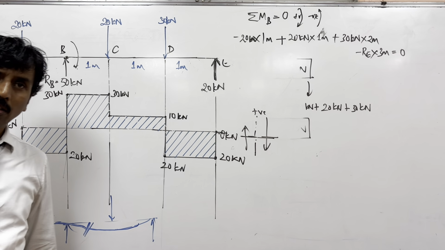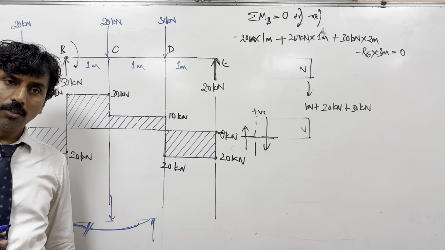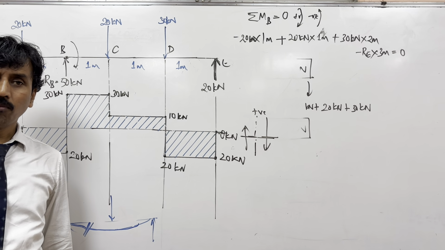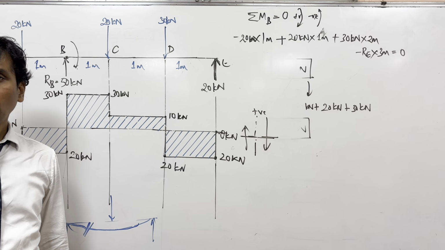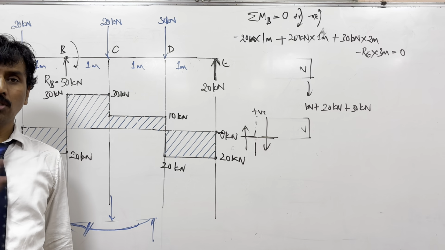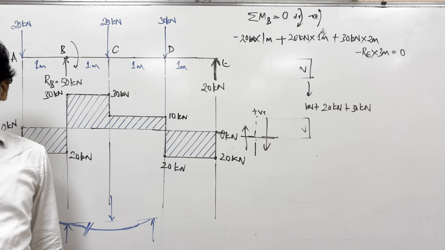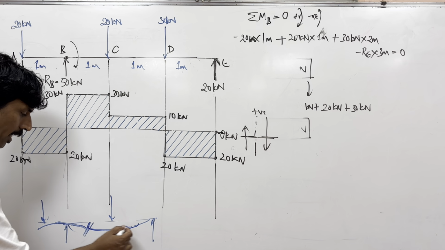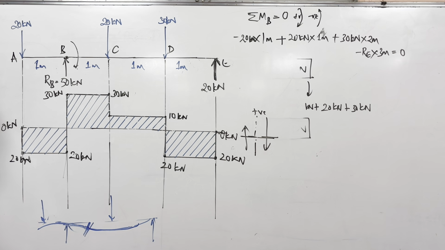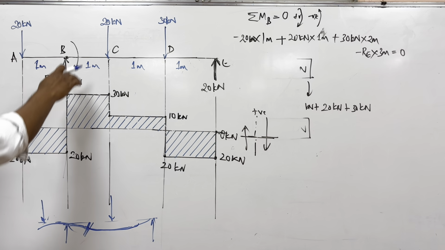Guys, are you listening? Yes, sir. This point is called the point of contraflexure. So what is actually flexure? Flexure means bend. What is actually contra? Contra means ulta, opposite. So contraflexure means bend opposite. So that means it starts bending from sagging to hogging. This point is the point of contraflexure. You will find it somewhere here.